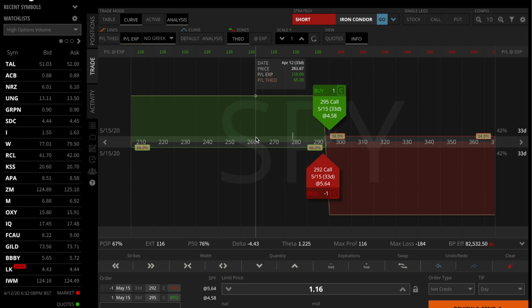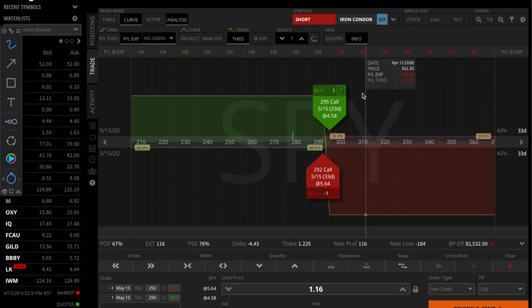So basically, what does that profit and loss diagram say? If the price goes below 290 at expiration, we're going to make our money, which is $116. However, if the price goes above 290, we are going to lose our premium, which is 184.